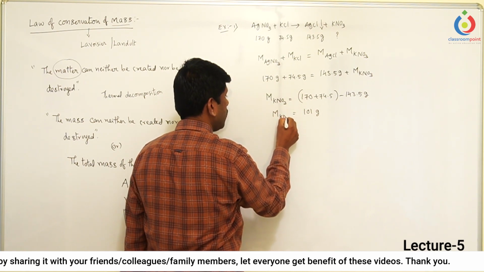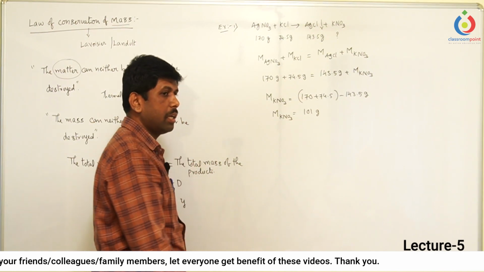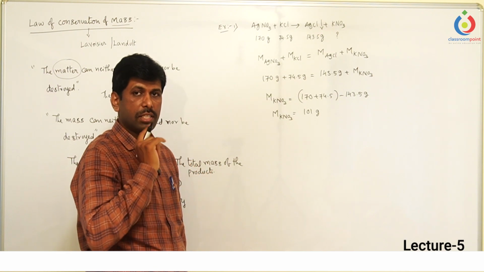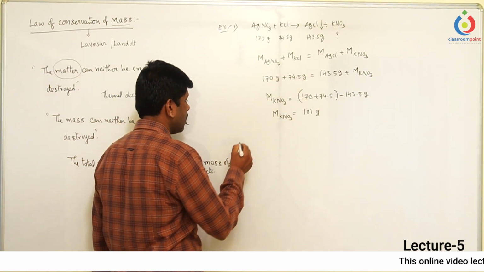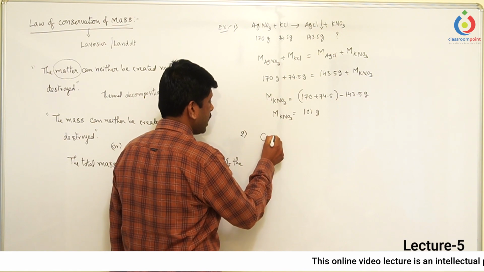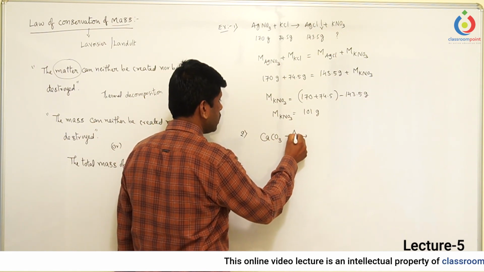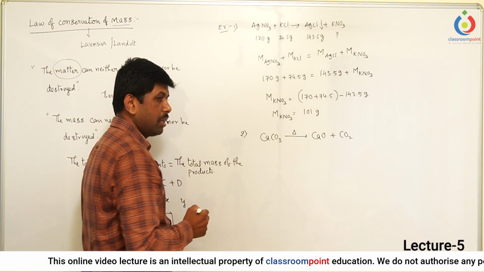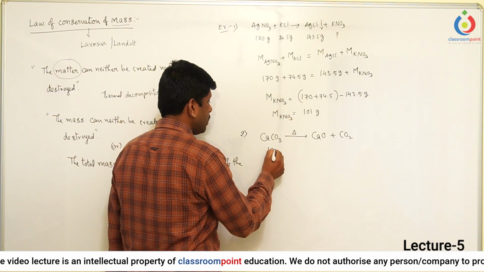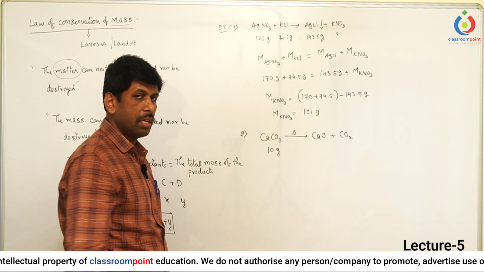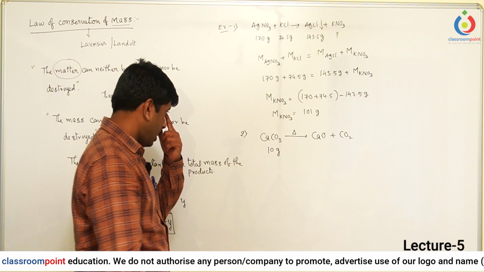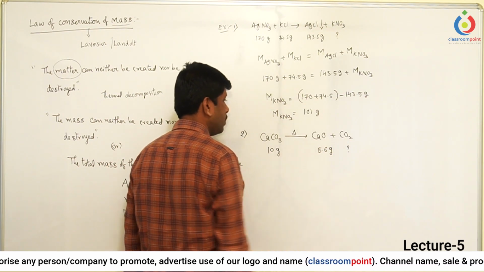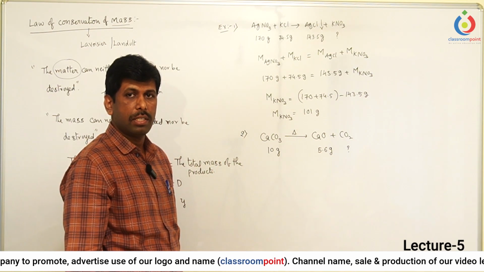So by using this definition, we are able to calculate the mass of either the reactants or the products if all others are given except one. Let us take another example. Imagine calcium carbonate on decomposition produces calcium oxide plus carbon dioxide. In this reaction, imagine 10 grams of calcium carbonate has been taken and completely decomposed and produces 5.6 grams of calcium oxide. Then what could be the mass of the carbon dioxide produced?